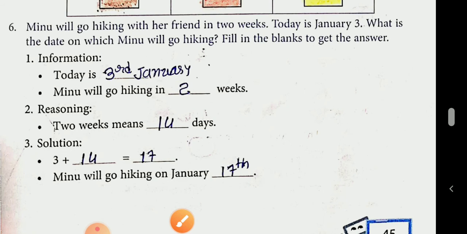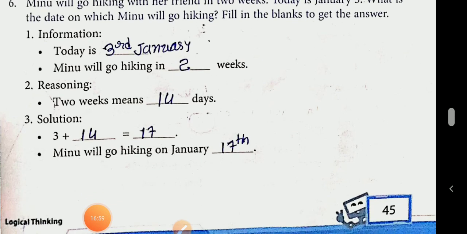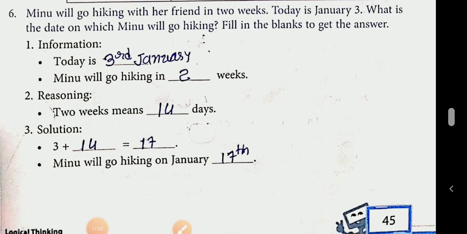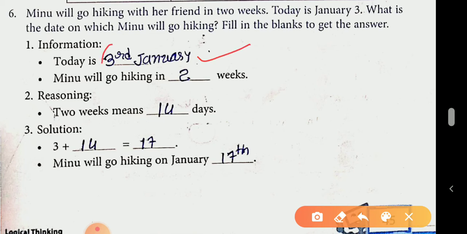Third, 6. Minu will go hiking with her friends in 2 weeks. Today is January 3rd. What is the date on which Minu will go hiking? So fill in the blanks to get the answer. So today is 3rd January. Here in this question, your answer is available.